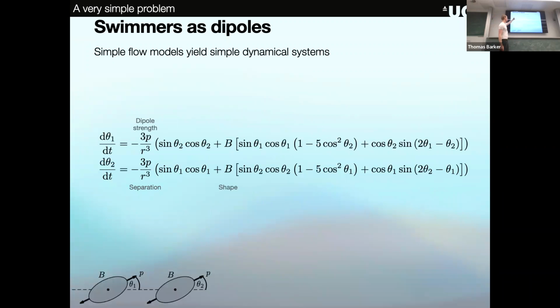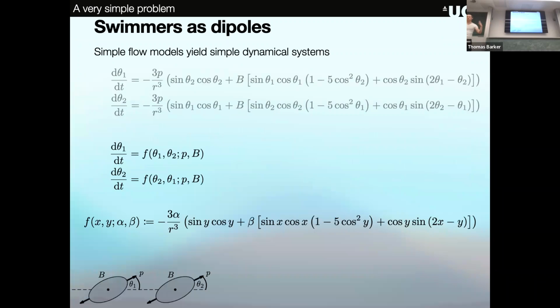We have a few parameters. We have the strength of the dipole, their separation, which is constant r, and then we have this b parameter cropping up again, which is their shape. Okay, this looks quite repetitive, and it is quite repetitive. There's all sorts of symmetry in this problem, so it's just the same dynamical system, you just swap the angles because it's all very symmetric. And it doesn't matter what the details of this are at all.